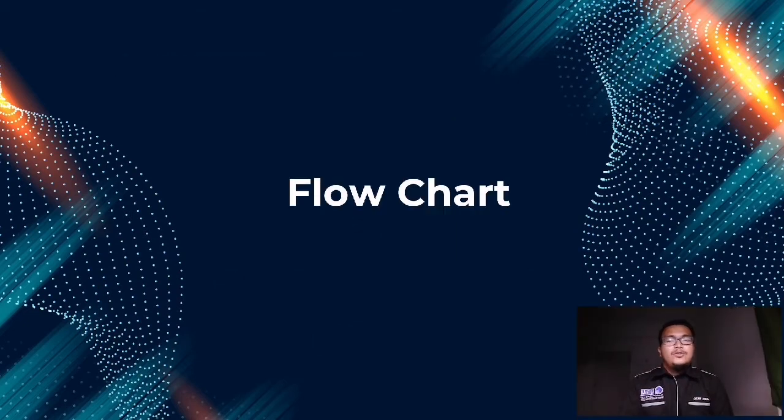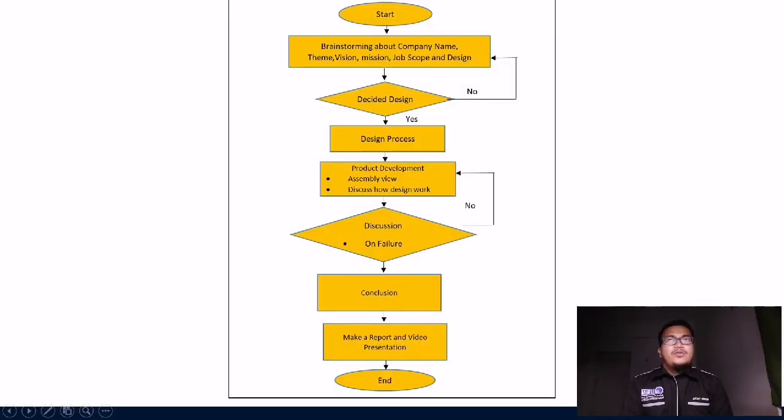Today, I want to talk about Chapter 3, Product Development. Alright, I want to present our flowchart. First, we start our project with brainstorming about company name, team, vision, mission, job scope, and design.